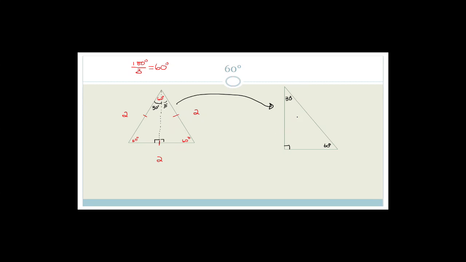Then we also said that this side was 2. But when we dropped a perpendicular bisector down, it split this side into 2 equal bits, okay? So this is going to be 1 unit, and this is 1 unit. So therefore, this length here is 1 unit. I'm going to call this A, B, C, just to help you understand it a bit better. So BC is 1 unit. Now we need to get the length of AB.